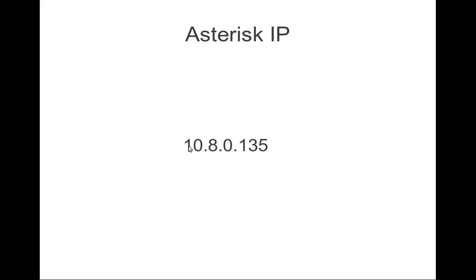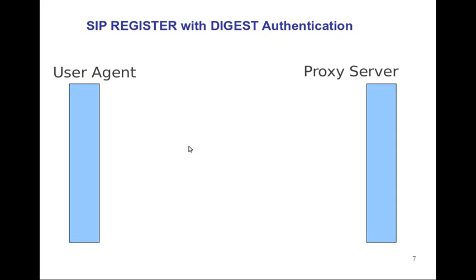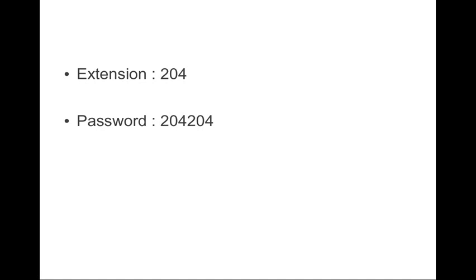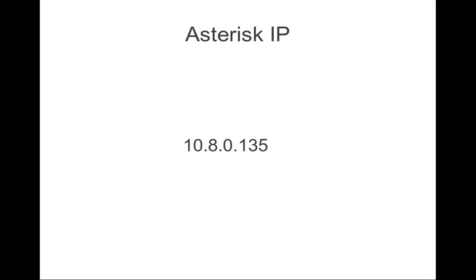Now, we will give all this detail in our soft phone. That means I will give the extension 204 on my soft phone. I will also give the password 204 on my soft phone, which is already there on the Asterisk server, and I will also give the IP of the Asterisk server on my soft phone. And after configuring the soft phone, I will click on the register button.